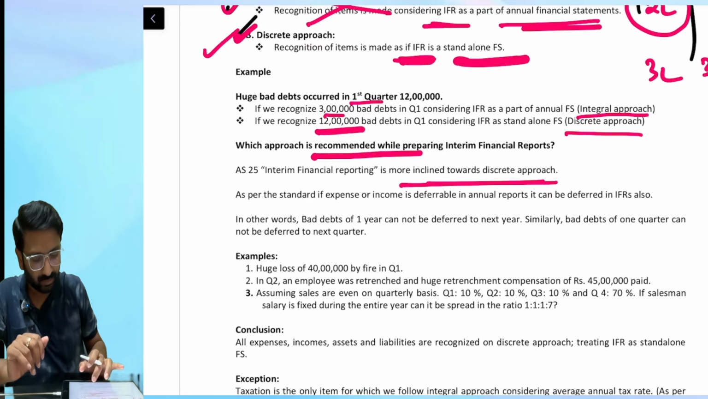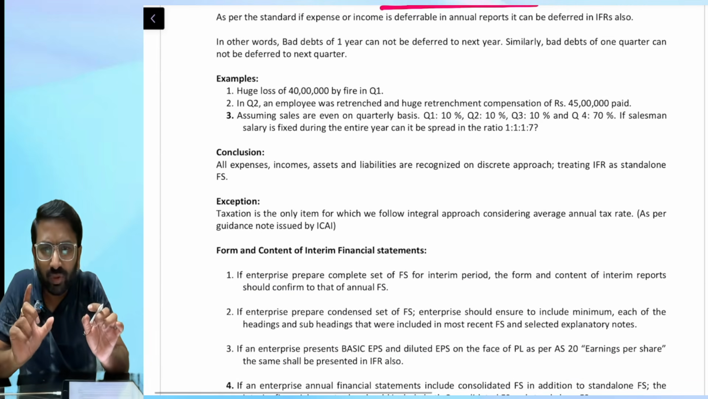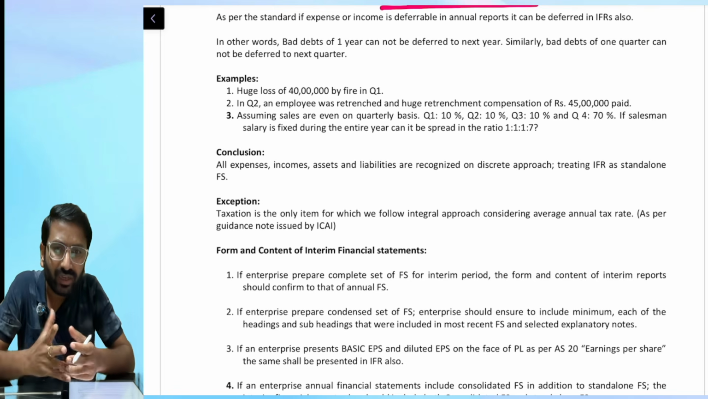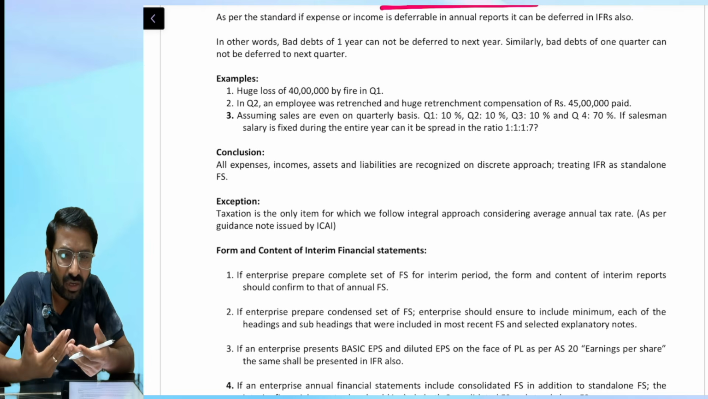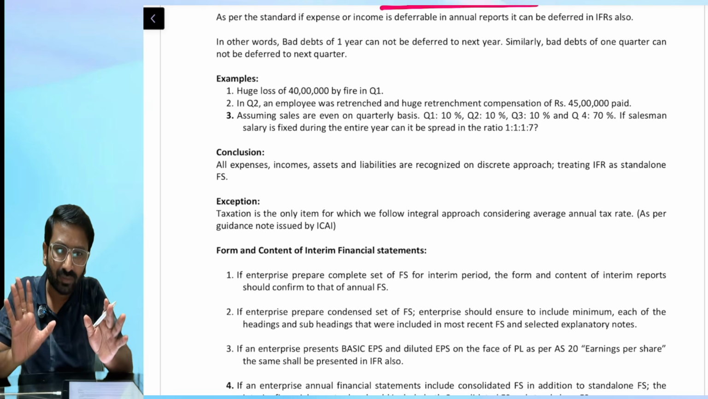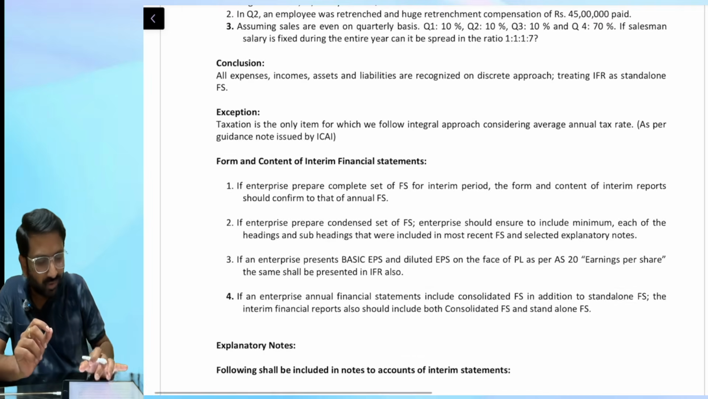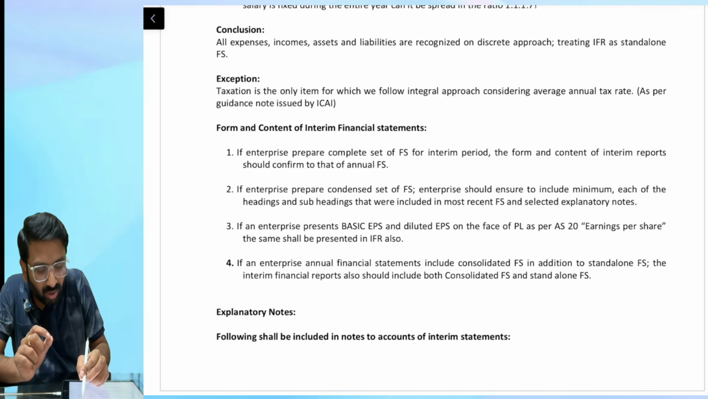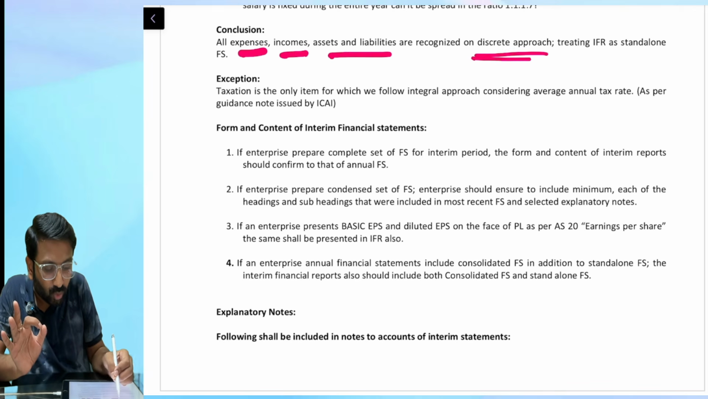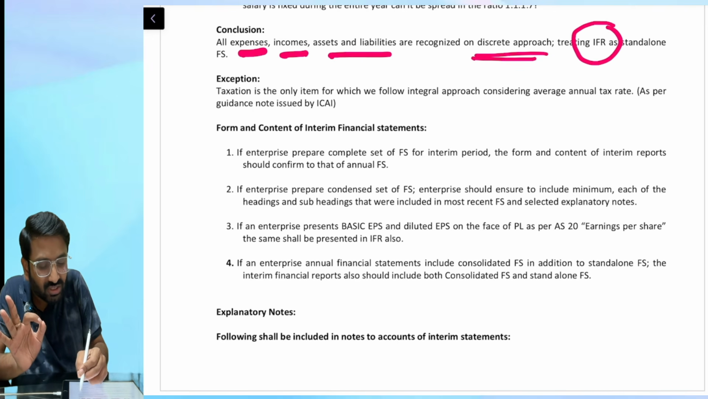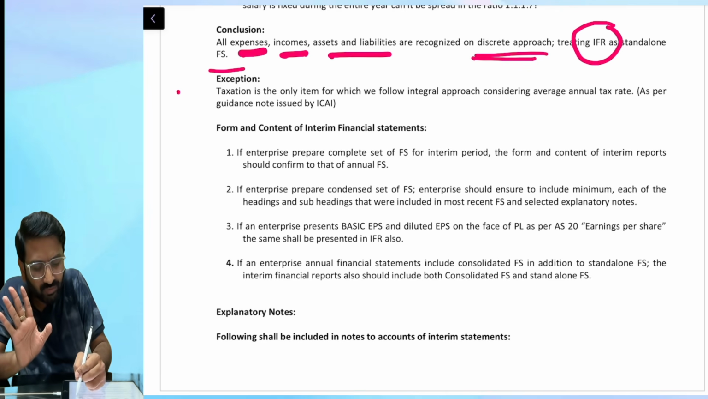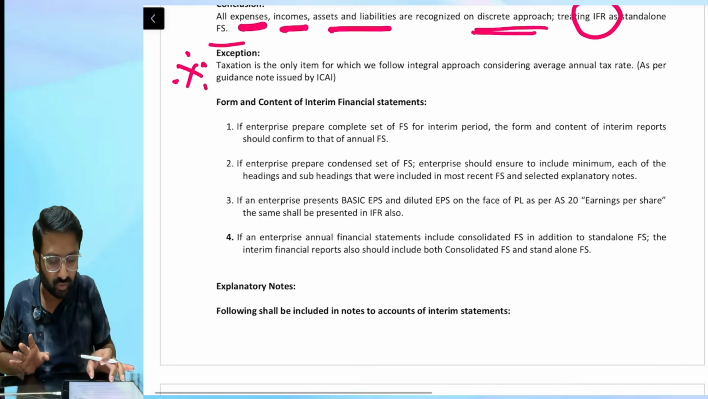See, in simple words to understand, if you are getting bad debt in year one, can you defer it to second year? No, right? Same way, if you are getting bad debt in quarter one, you cannot take it to quarter two. So quarter one bad debt, you should book it in quarter one only. Is that point clear? So the final conclusion that you need to keep in mind: all expenses, incomes, assets, liabilities are recognized on discrete approach, and you need to treat the interim period as a standalone financial statement. However, there is only one exception for that. That exception we'll discuss a little later. Now let's move on to the next point.